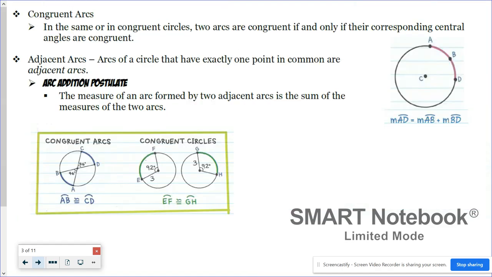So example 1, apparently we're not to example 1 yet, sorry about that. Congruent arcs.